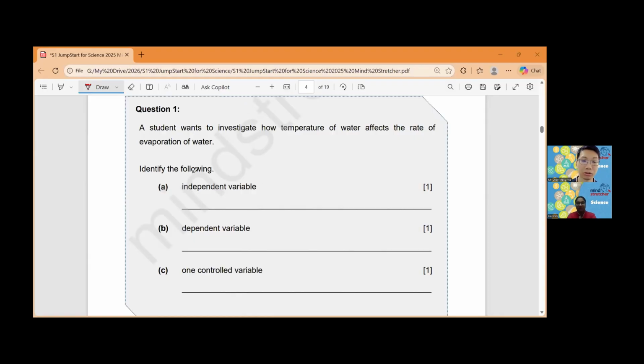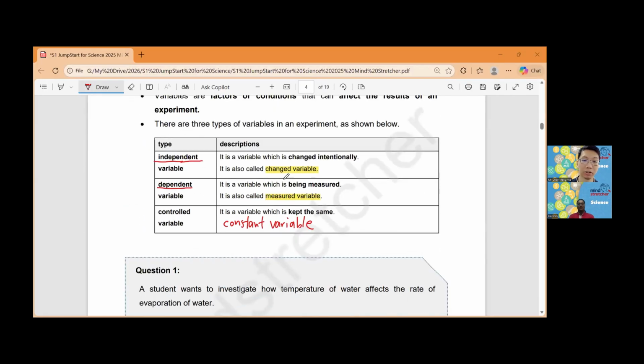If you need to double check what the independent variable is and what the dependent variable is, just look at the top here. Independent variable is the changed one. Dependent variable is the measured variable.